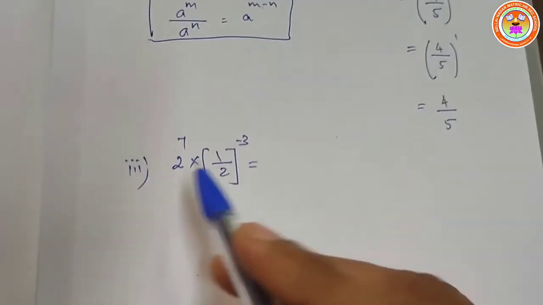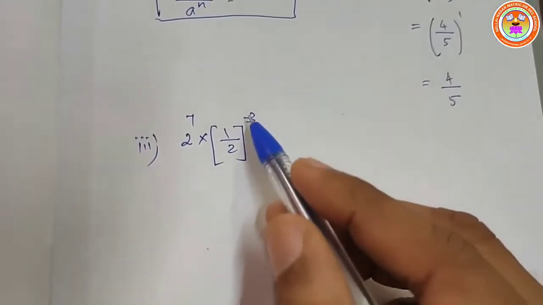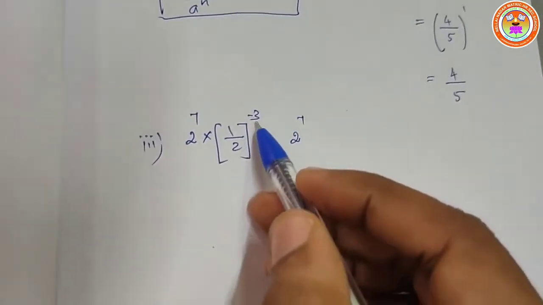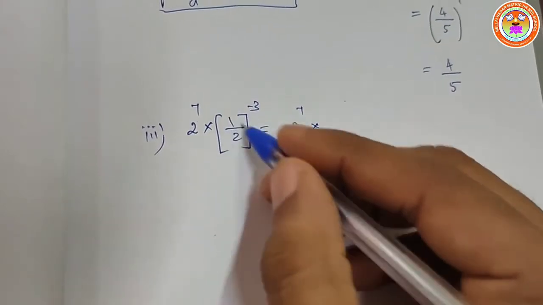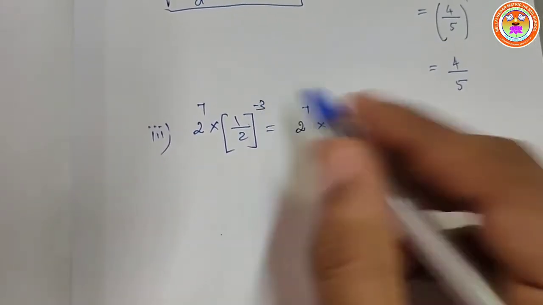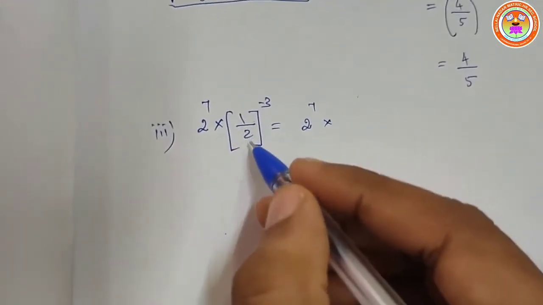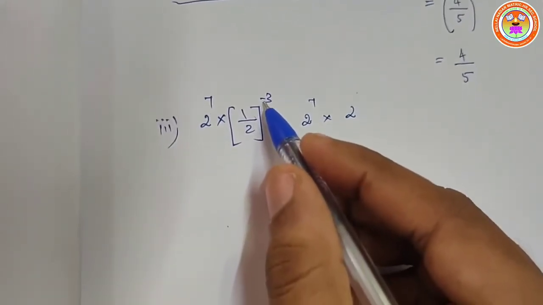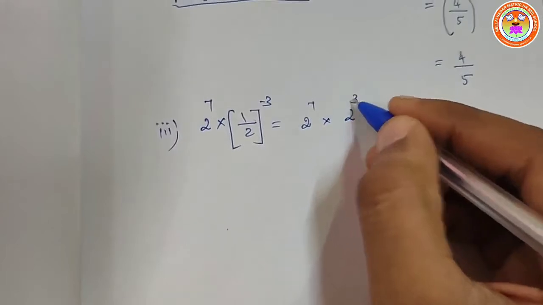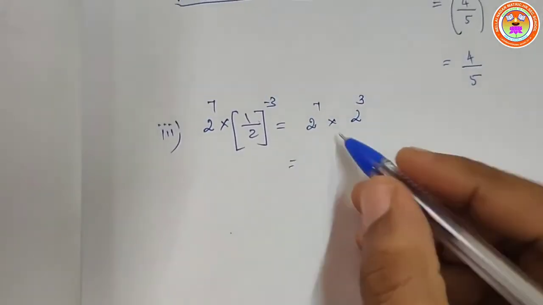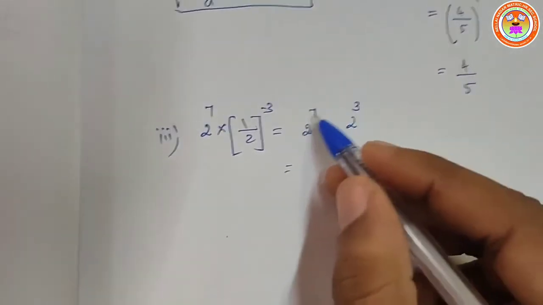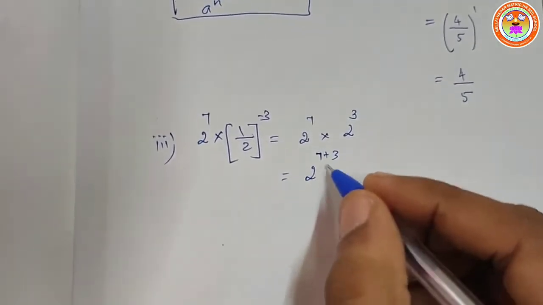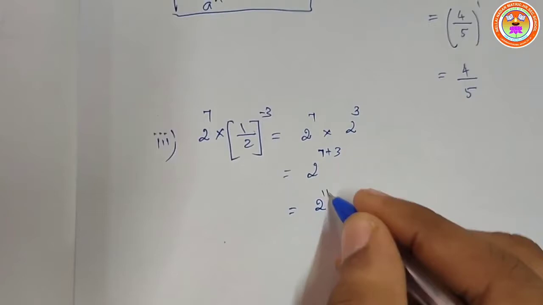The third subdivision is 2 power 7 into 1 by 2 power minus 3. As I said earlier, wherever the minus sign is there, you have to reciprocal the base and change the power into plus. So here if you reciprocal 1 by 2, you will get 2, and the power you have to change into plus. So minus 3 will become plus 3. Now look at it, the bases are the same, we have to add the powers. So 2 power 7 plus 3, that is nothing but 2 power 10.